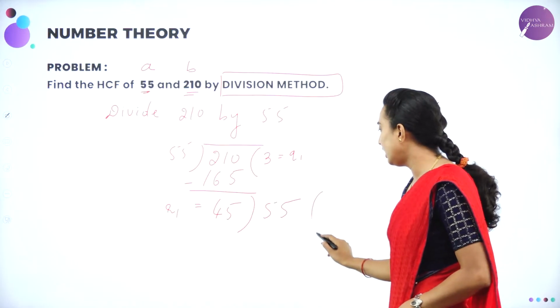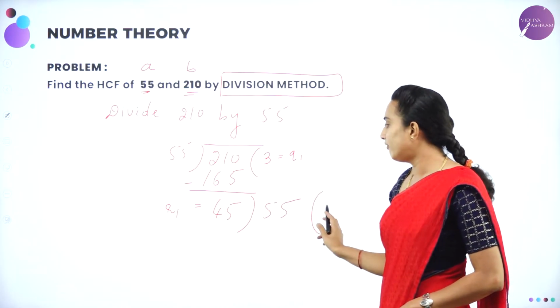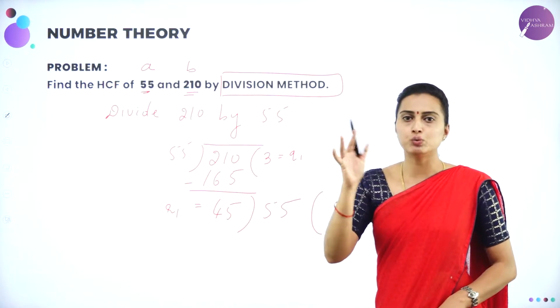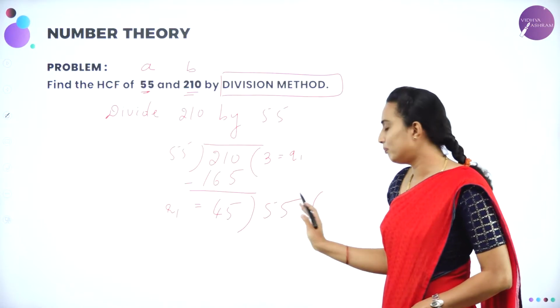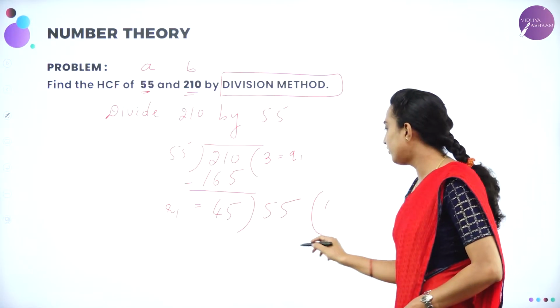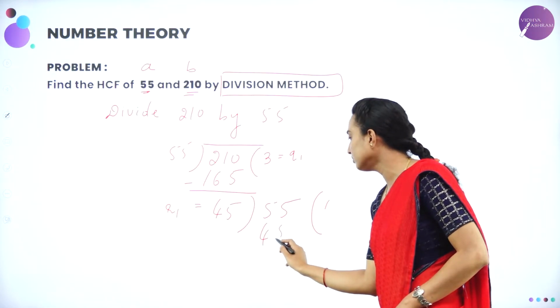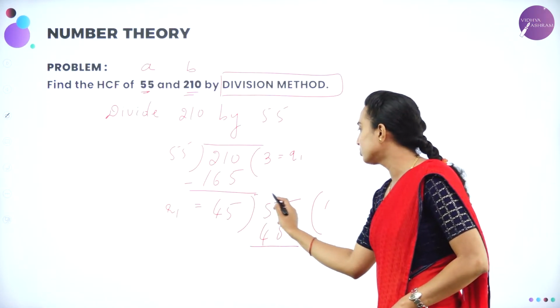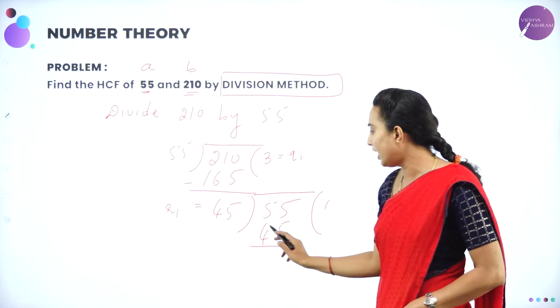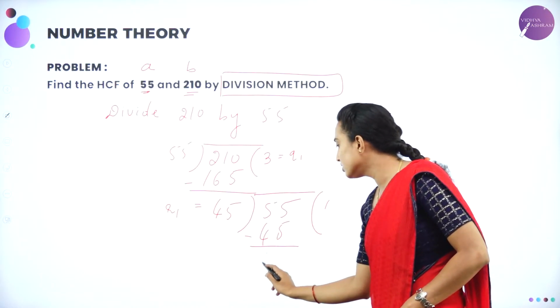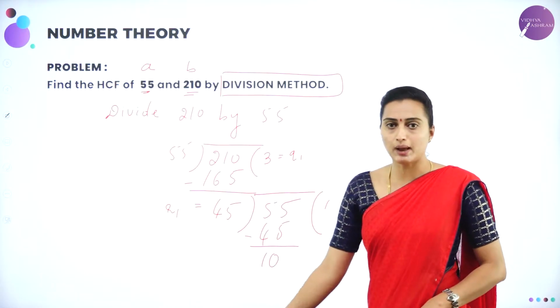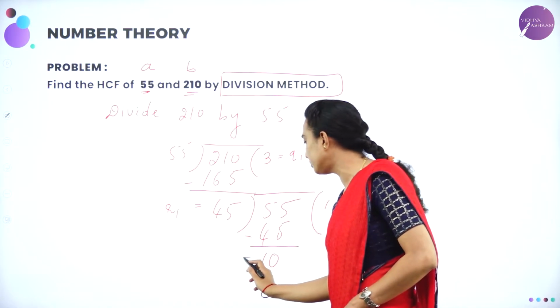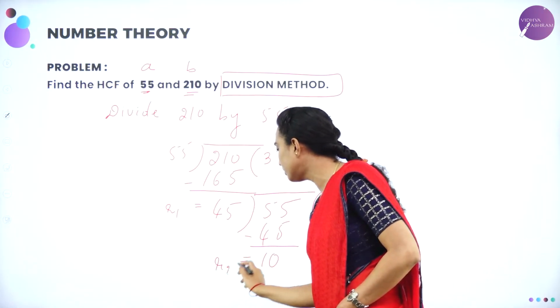Here, 45 ones are 45. 45 twos is 90, which cannot be divided. So you take 45 ones are 45. Now 55 minus 45 gives you 10. Dear students, observe that this is the remainder R2. Correct? R2 is the remainder.